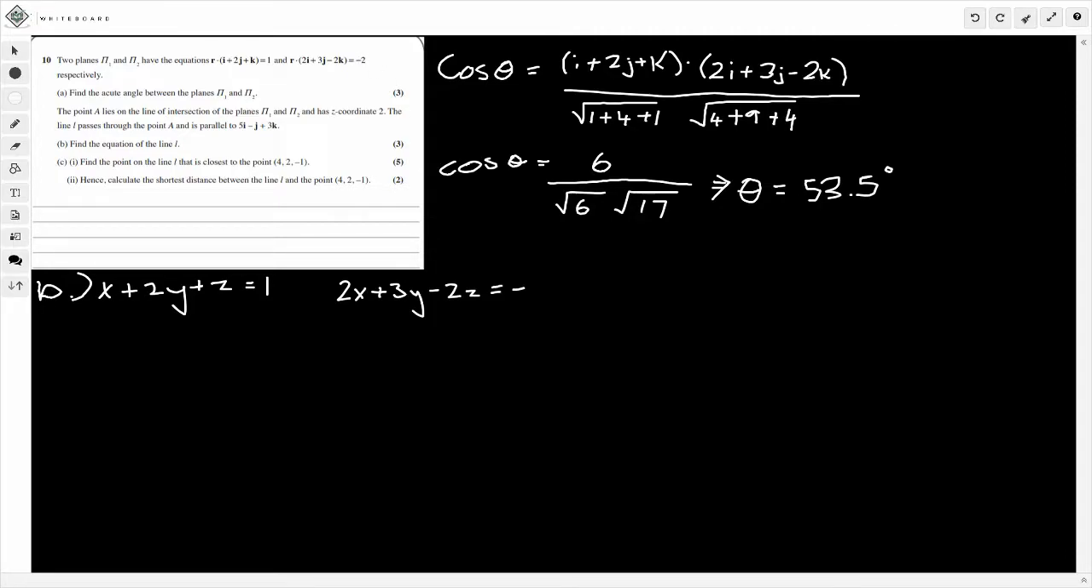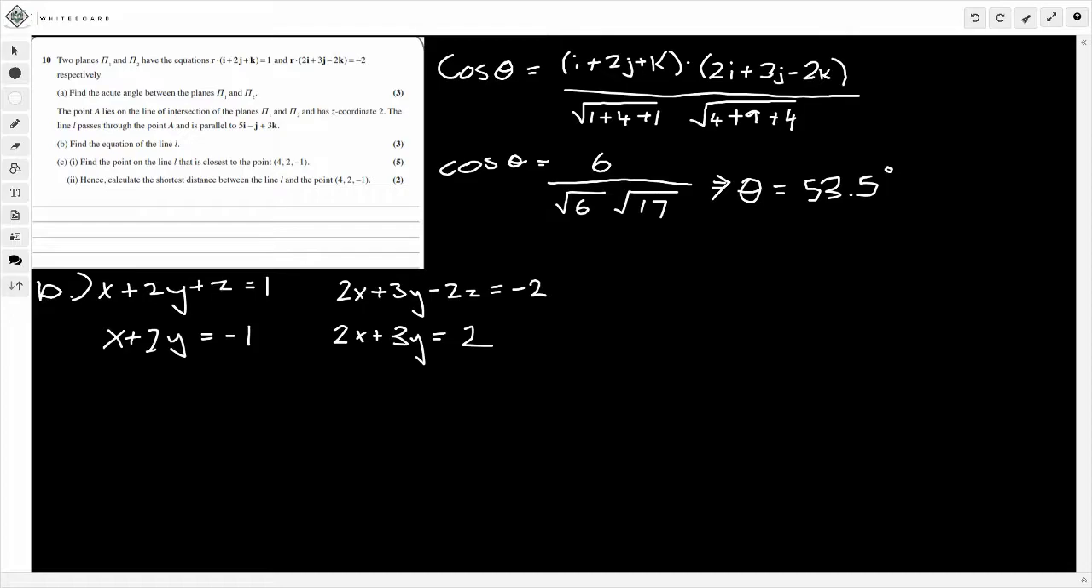Now we need to consider, what do we get when z is 2? We're told that it has z coordinate 2. So let's play around with this. If we put z is 2 in here, that's going to give me x plus 2y plus 2 is equal to 1. If we take the 2 across, that's going to be equal to minus 1. And then similarly, let's do the same here. That's going to be minus 2 times 2, so minus 4. And if we add 4 onto minus 2, that's going to give us 2. So this equation will be 2x plus 3y is equal to 2.